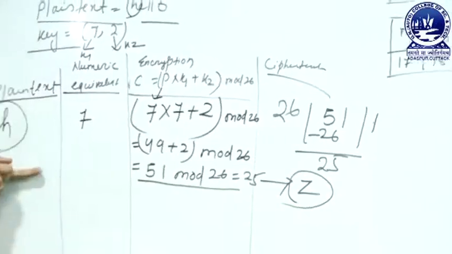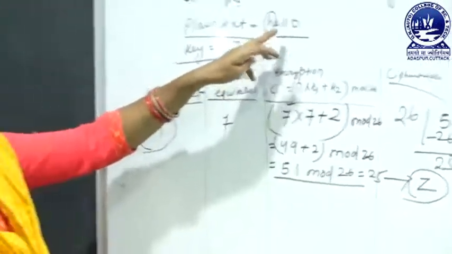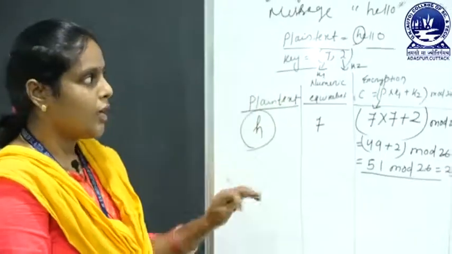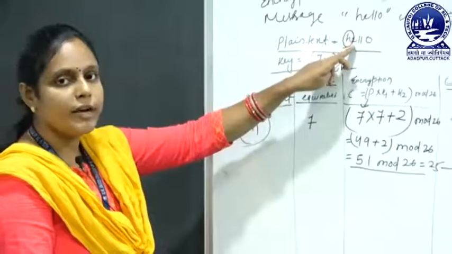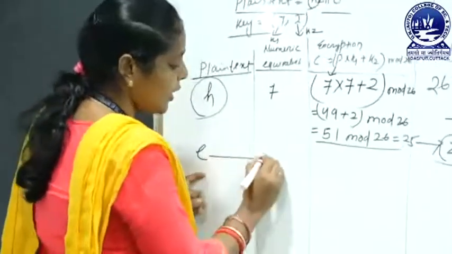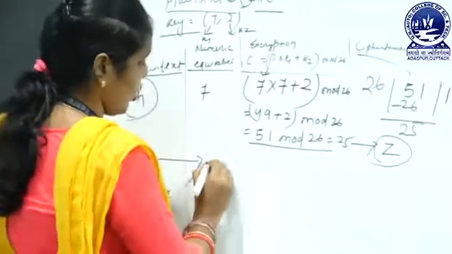In this similar manner, you can find out the ciphertext for all the alphabets of our plain text. The next alphabet of our plain text is E. Now, the numeric equivalent of E is 4.